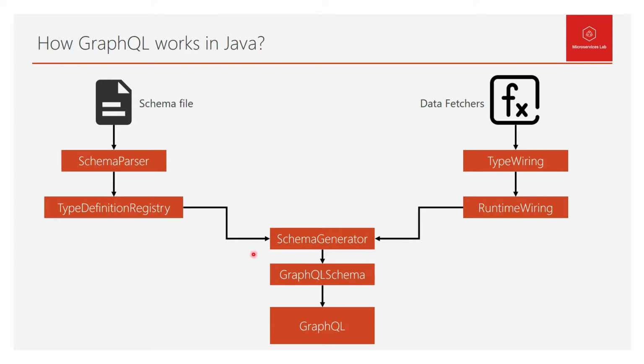The schema generator class combines the type definition registry instance and the runtime wiring instance and creates an instance of the GraphQL schema. This GraphQL schema is further used to create an instance of GraphQL. This is the main class in the GraphQL Java API, which is used to handle the client's request. Let us look more.